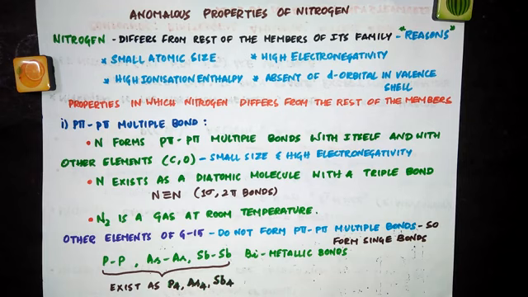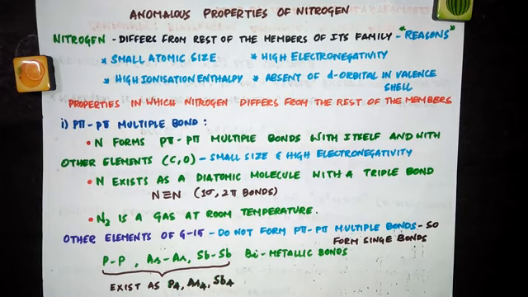Same way, when you look at the electronic configuration of nitrogen, you have 1s2, 2s2, 2p3. What is absent? D orbital is absent in its valence shell. These are the main reasons why nitrogen differs from the rest of the members. So now we know the reason why nitrogen is behaving differently. Now let's see some of the anomalous behavior. Anomalous means behaving differently from the rest.